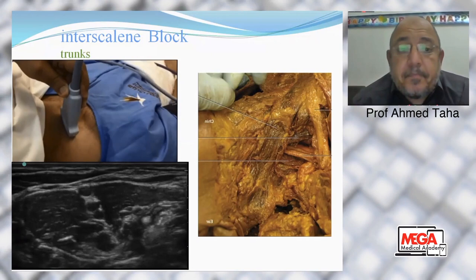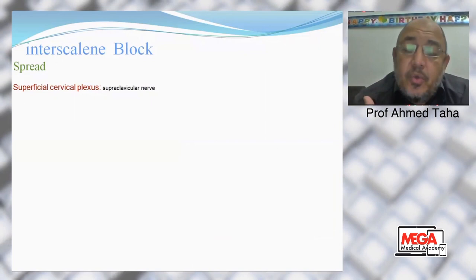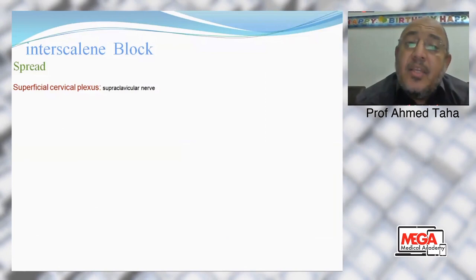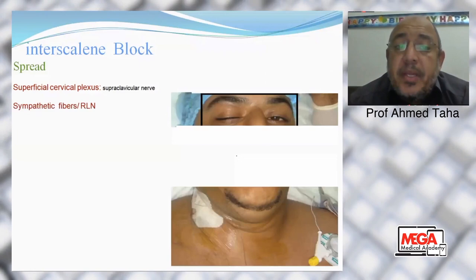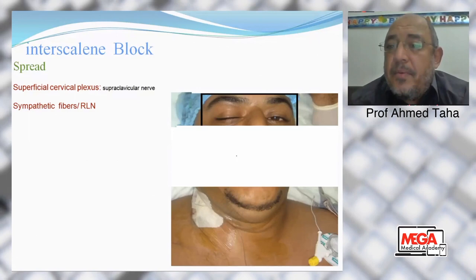One of the advantages of interscalene is the localized spread to the superficial cervical plexus, which gives innervation to the skin of the upper shoulder and the clavicle as well. So in surgeries in these regions, this spread will be an advantage. However, it also spreads to the sympathetic fibers and causes ptosis and Horner syndrome, and maybe to the recurrent laryngeal nerve, causing some change in the voice. However, it doesn't matter, yani, you just reassure the patient; it's not a big issue.